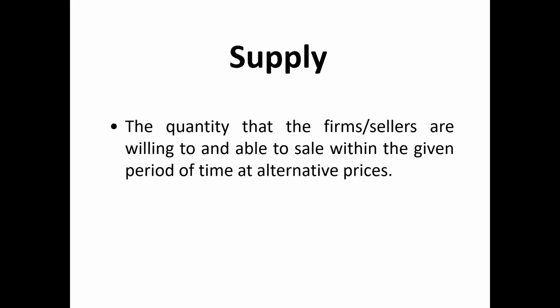Likewise, to have effective supply, suppliers should have the ability to produce, some sort of ability or capacity to produce, as well as the willingness to sell out. There should be willingness to sell out and the ability to produce, within the given period of time. The alternative prices are common for both.